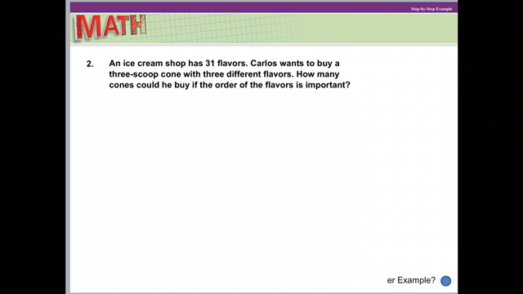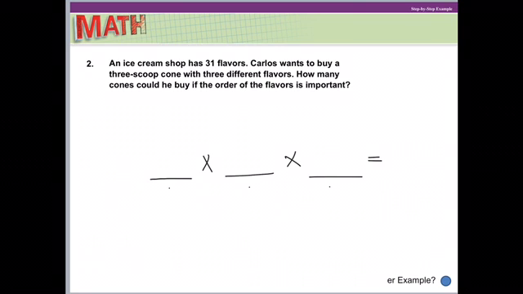So number 2, an ice cream shop has 31 flavors. Carlos wants to buy a 3-scoop cone with 3 different flavors. How many cones could he buy if the order of the flavors is important? So he wants 3 different flavors for his 3-scoop cone. So that means we have 1 scoop, the second scoop, and the third scoop. And we're going to find out how many options he has for the first, second, and the third.